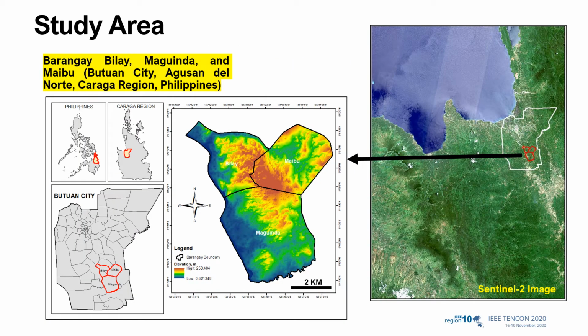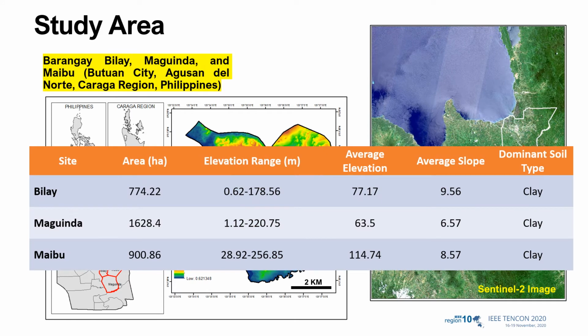The study area comprises 3 barangays of Butuan City in the Caraga Region, Mindanao, Philippines. The vast distribution of Falcata tree farms in these areas permitted us to collect a sufficient number of training and validation data points. The barangays also have different topographic characteristics, making them suitable for MaxEnt classification and accuracy assessment.